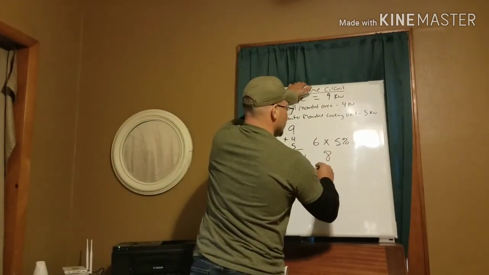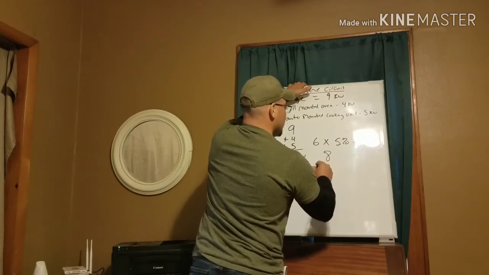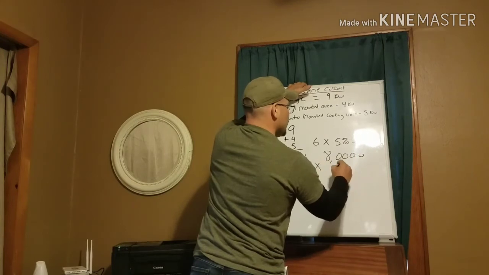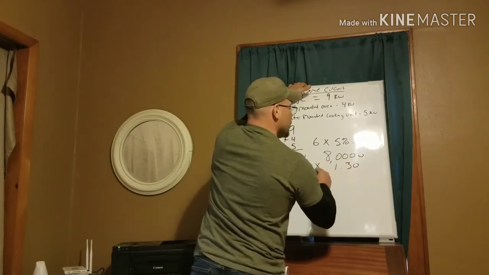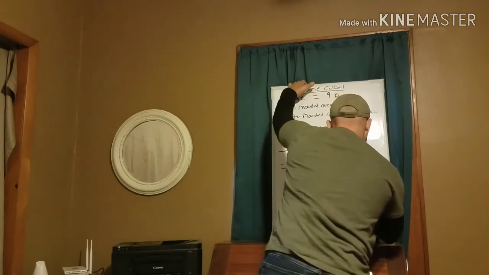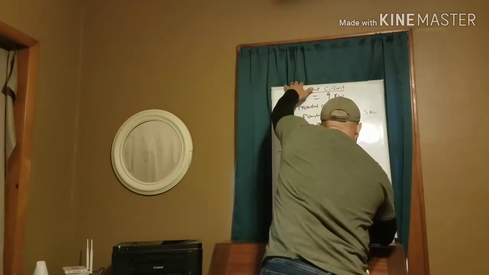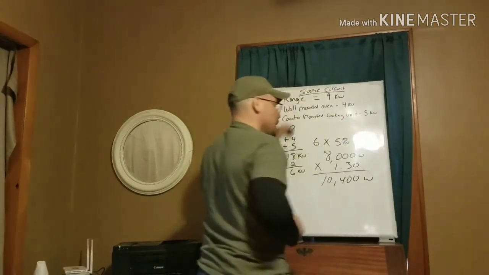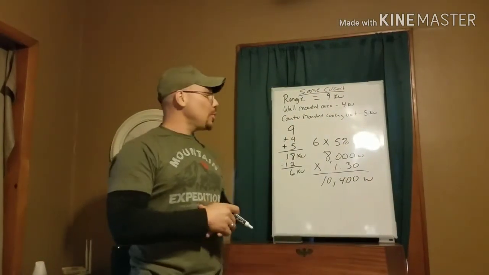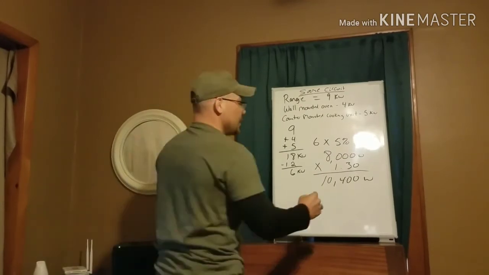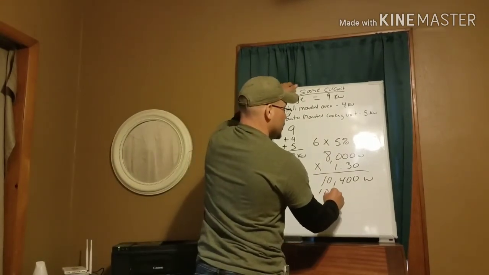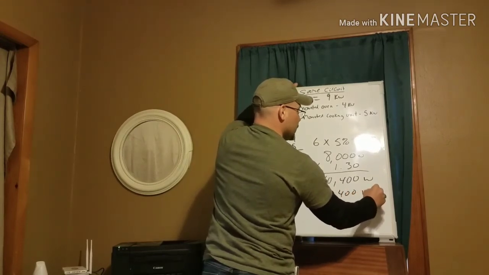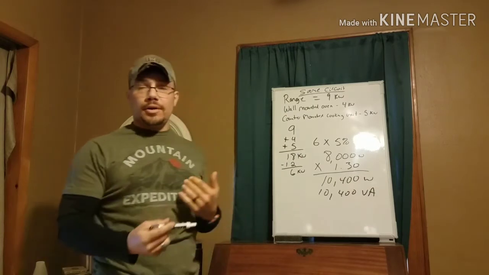So 8 times 8, let's do 8,000 watts times 1.30 equals 10,400 watts, or 10.4 kilowatts, or 10,400 VA, okay, which is what we're going to use for a calculation.